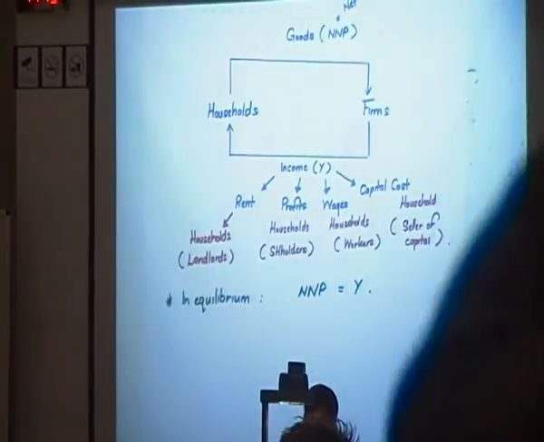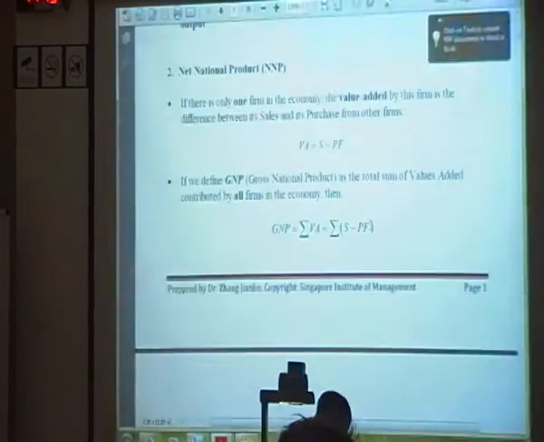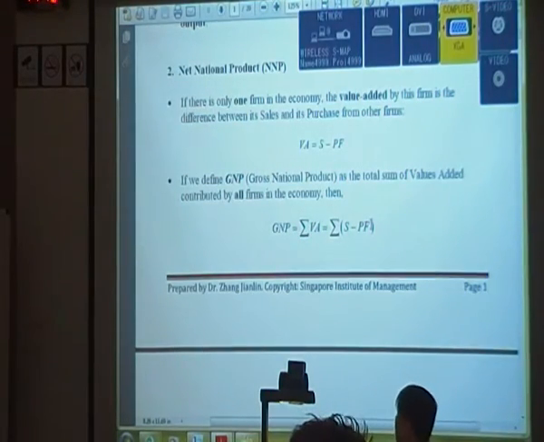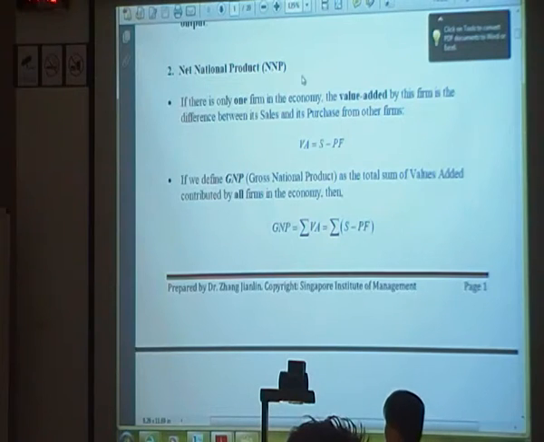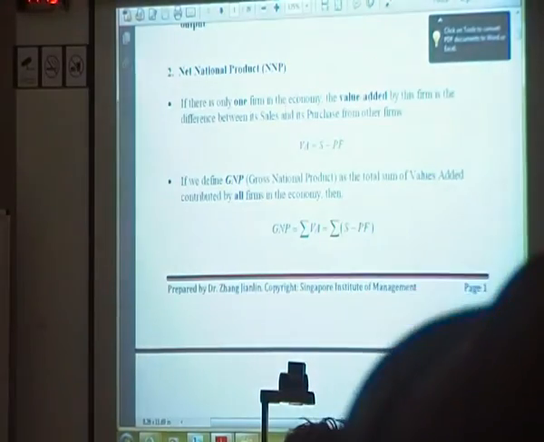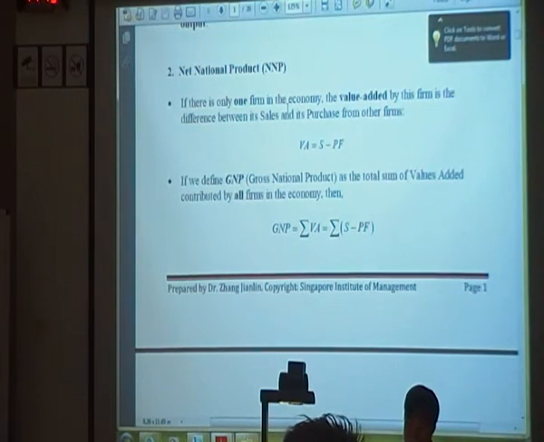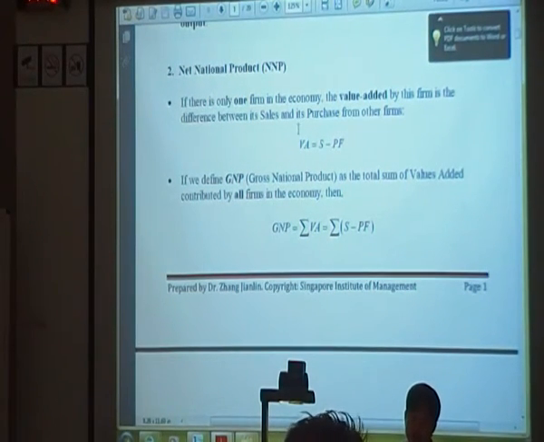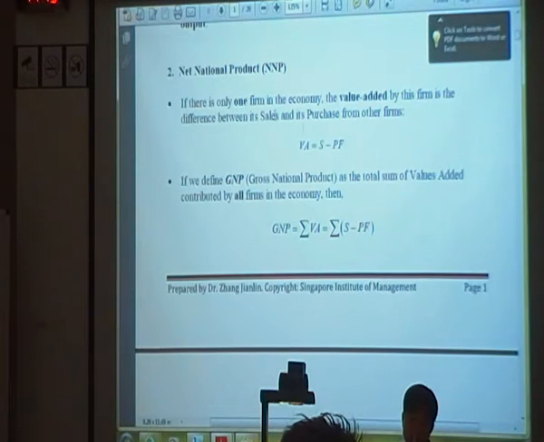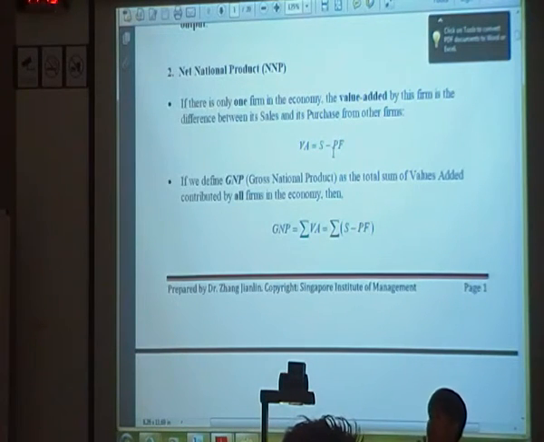Then if you are done, we go back to the terminals. If you look at the formula of the net national product, if there's only one firm in the economy, the value added by this firm is the difference between the sales and the purchases from other firms. So what does it mean here? The value added, you have to take the sales minus the purchases from the other firms.